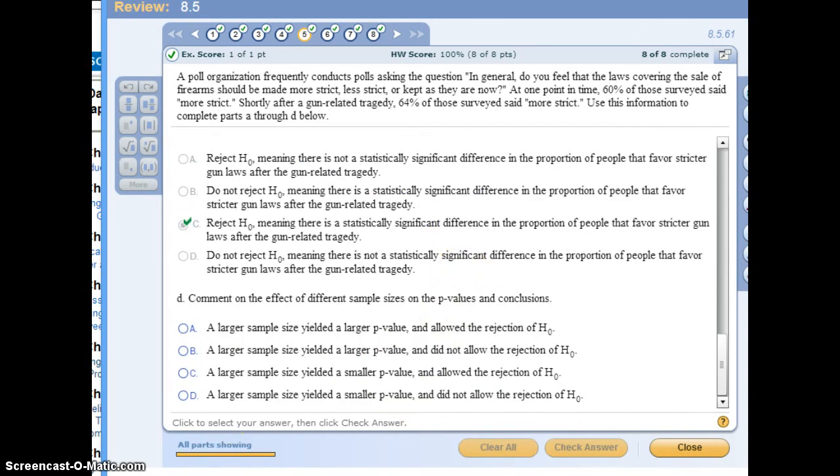And now they ask us if the larger sample size will have a relationship with the p-value. From the result that we just got, a larger sample size, the 1300, yielded a smaller p-value, and it allowed the rejection of the null. That's why we reject the null here.